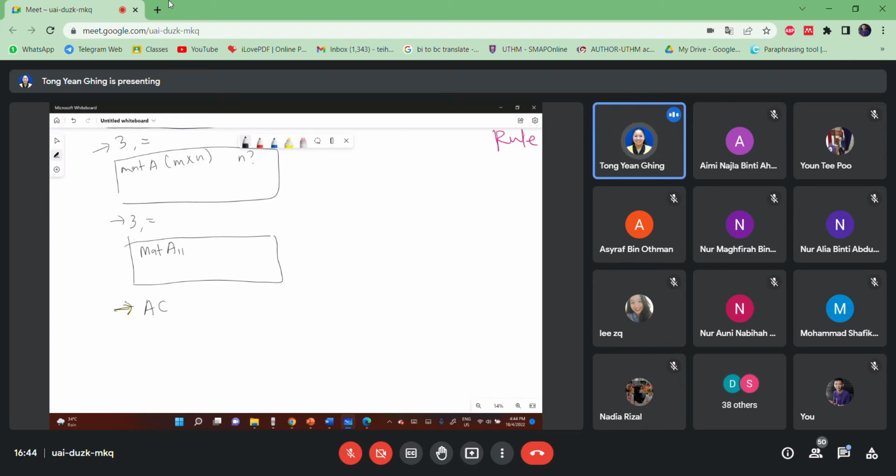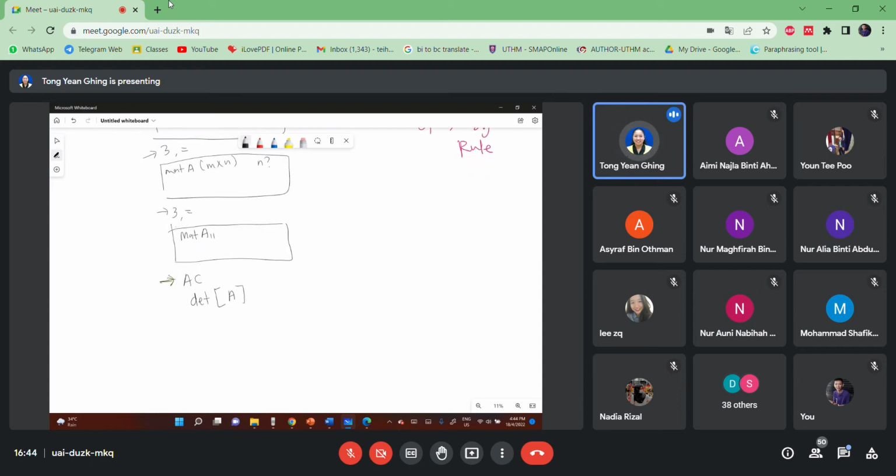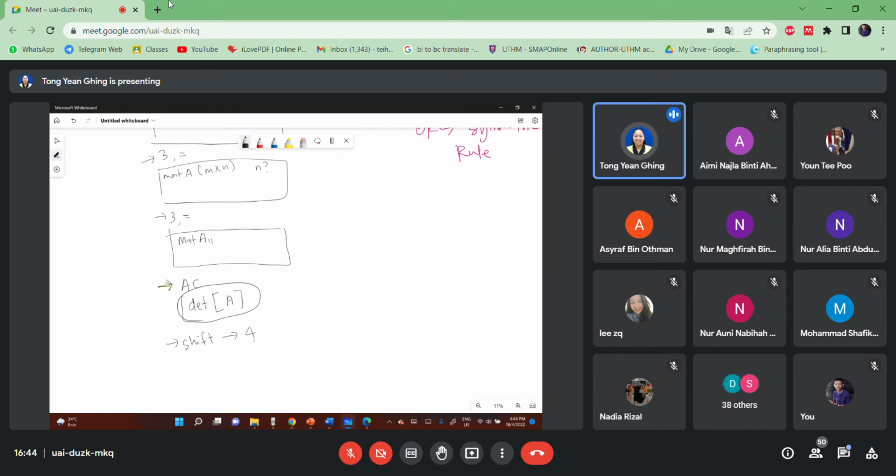Now we want to do the determinant of matrix A. When I want to do this, I have to press shift and then 4, shift 4. It will appear Dim, Edit, Mat, 1 2 3.